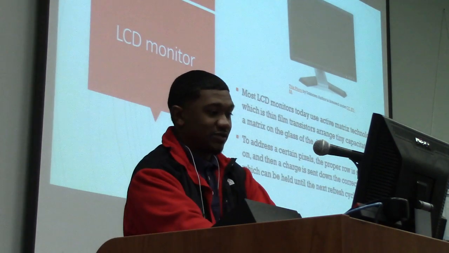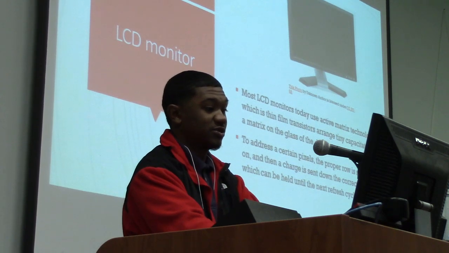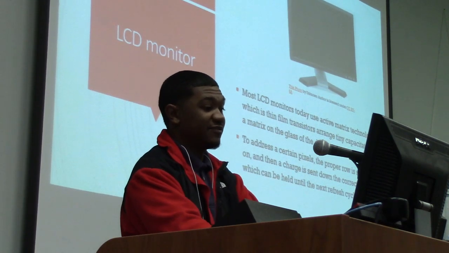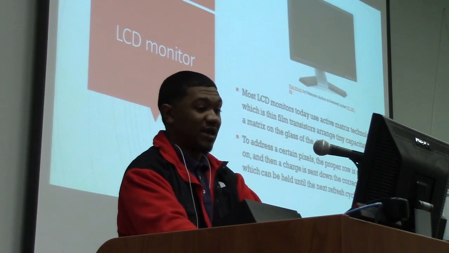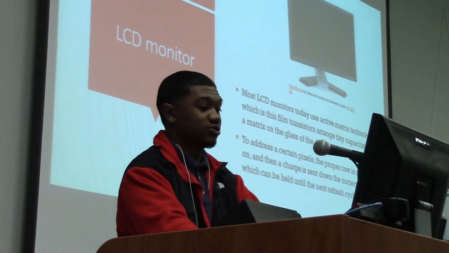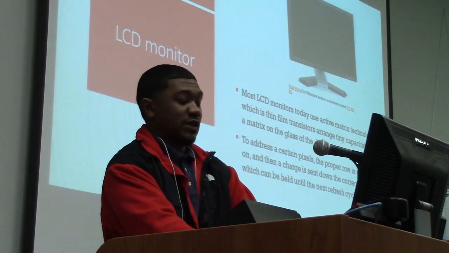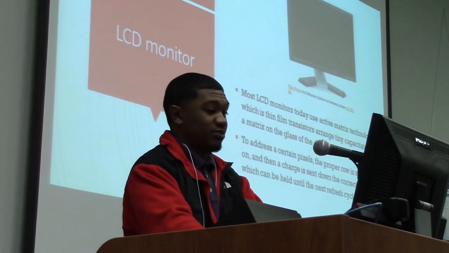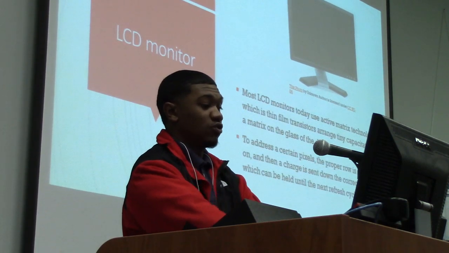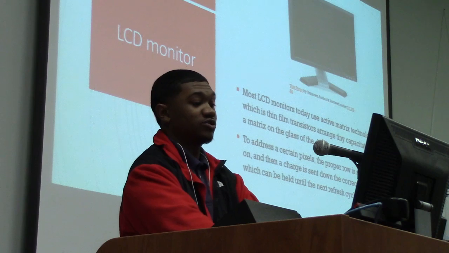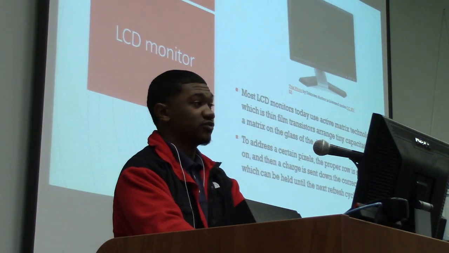Okay, so most LCD monitors today use active matrix technology, which is thin film transistors that arrange tiny capacitors and other transistors in a matrix on the glass of the display. To address certain pixels, the proper row is switched on, and then a charge is sent down to the correct column, and that charge can be held until the next refresh cycle.